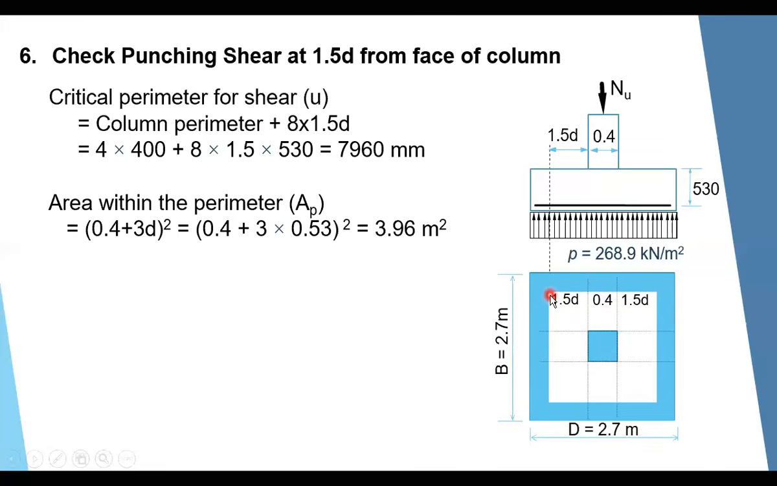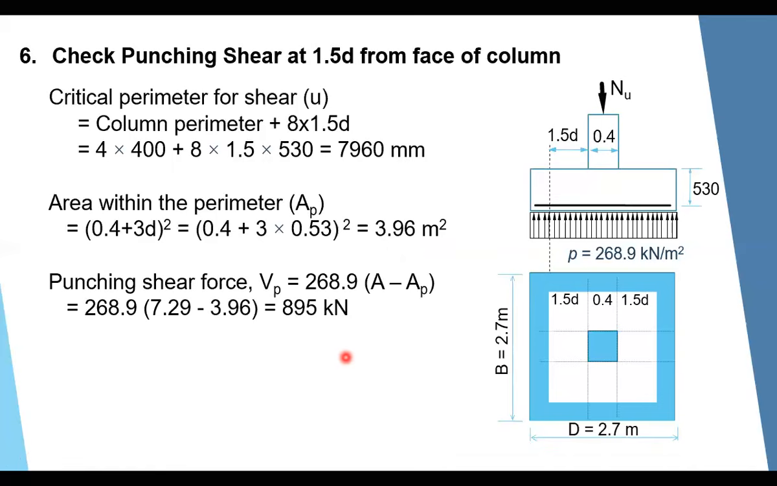And because this is a square area, it will be 3D plus 0.4 squared. If you have a rectangular column here, it will be 3D plus 0.4 plus 3D plus whatever the other dimension of the column is. So this one multiplied by this distance here will give you an area of 3.96 square meters. Okay, so from here we can now calculate the punching load.